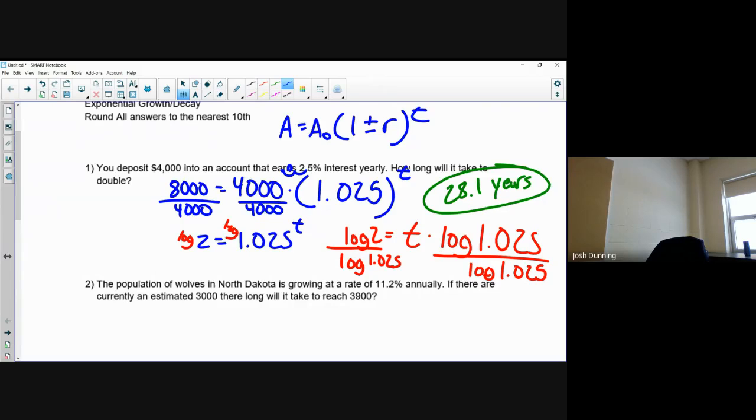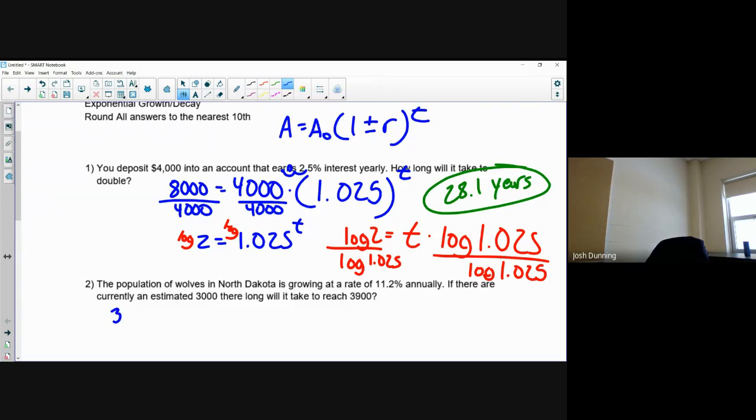But anyway, number two, the population of wolves in North Dakota is growing at a rate of 11.2% annually. If there are currently an estimated 3,000, how long will it take to reach 3,900? Sorry for that typo. And again, like I was just saying, this is more what people would do. You use math to make predictions about the future, to be prepared for stuff or to figure problems out, whether it be money or population of wolves, maybe. That's what this sort of thing is used for. So how long will it take to reach 3,900?